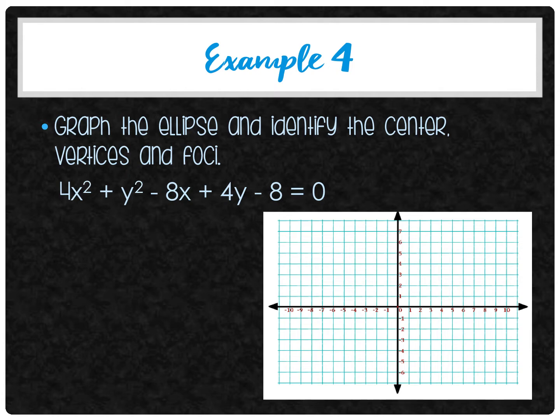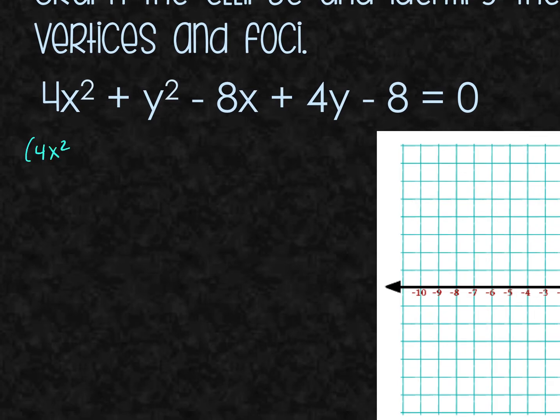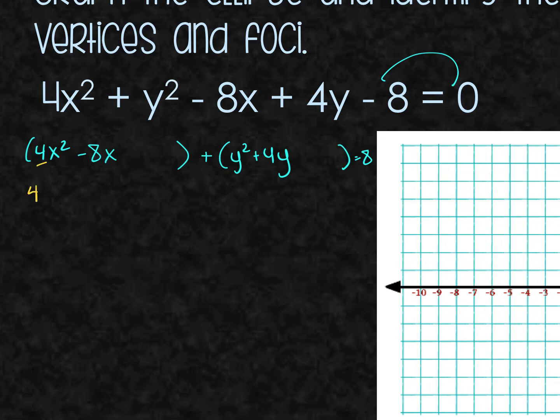So this one is not in standard form yet. We've got to complete the square to get it into standard form. So I'm going to start by grouping my x terms and my y terms. 4x squared minus 8x, leave the space, plus y squared plus 4y, and then bump the 8 to the other side, becomes a positive 8. I got to take the 4 off the x squared here, so the 4 comes out from both the x squared and the negative 8. The y was already fine as y squared.